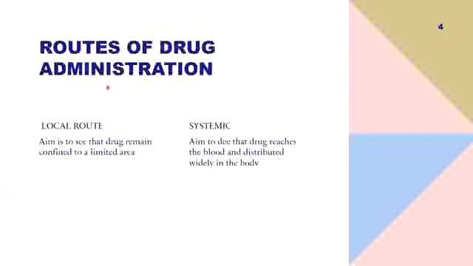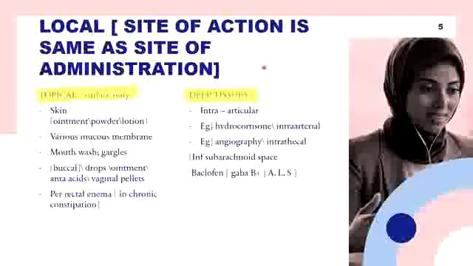Next are the routes of drug administration. There are two routes, local route and systemic route. What does local mean? By the name we can say the aim is to see that the drug remains confined to a limited area. Systemic means the aim is to see that the drug reaches the blood and is distributed widely in the body. Local, it remains in the same place. Systemic route, it is distributed. At first, local: the site of action is the same as the site of administration, meaning where the drug is administered, the action is also going on there.